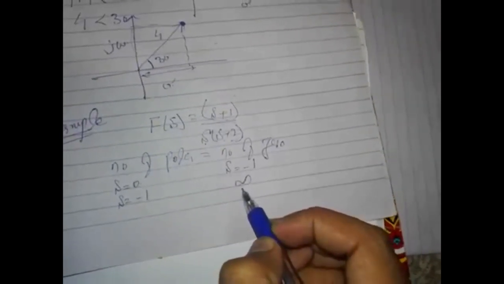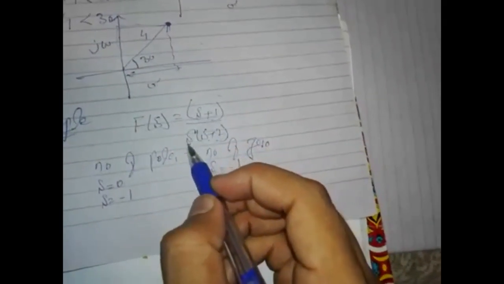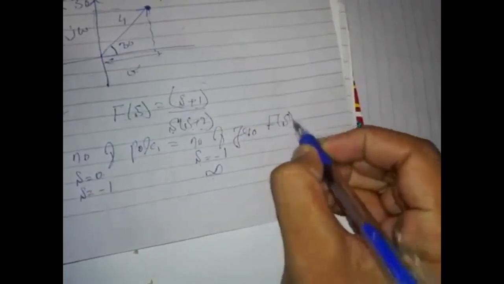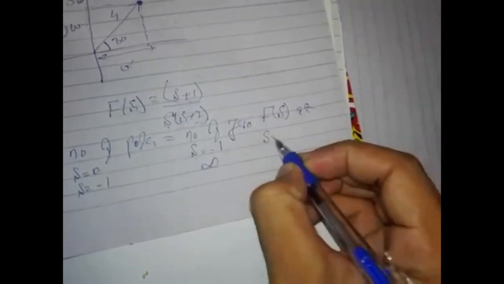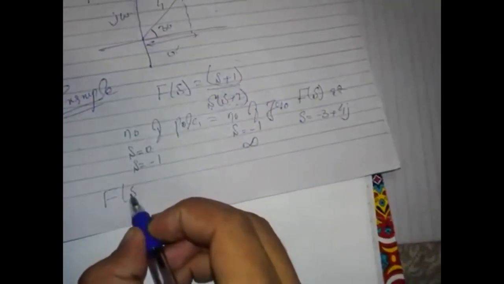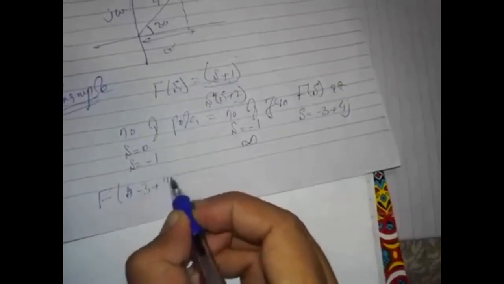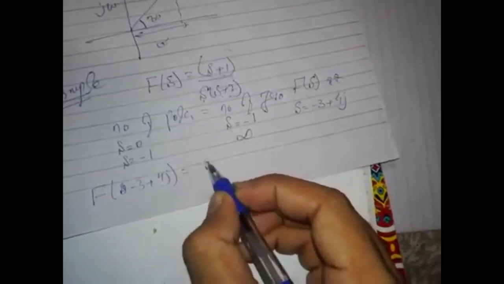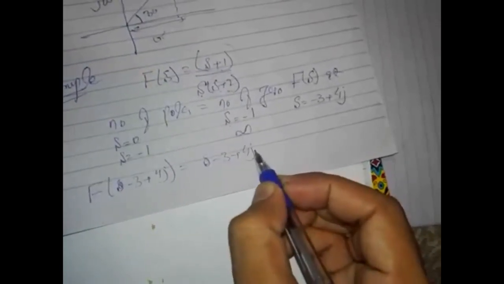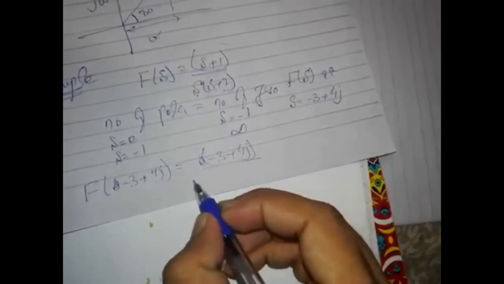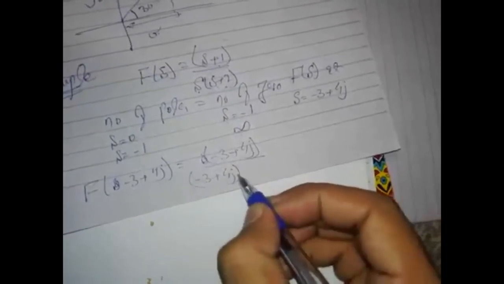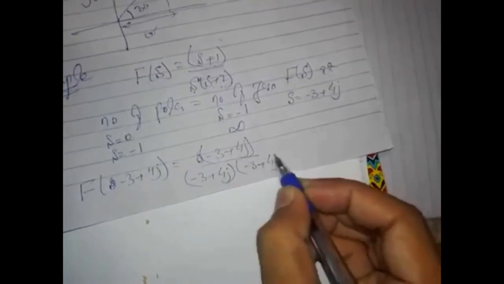So now the question is, if you have F(s) equal to (s plus 1) divided by s into (s plus 2), find F(s) at the point s equal to minus 3 plus 4j. So putting that value, F of minus 3 plus 4j is equal to minus 3 plus 4j plus 1, divided by minus 3 plus 4j into minus 3 plus 4j plus 2.